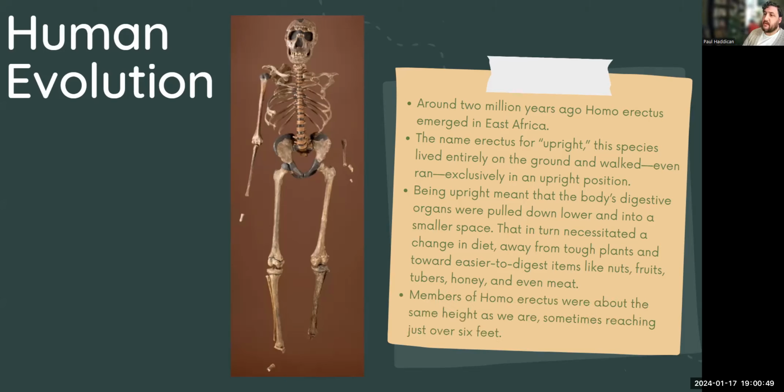Around 2 million years ago, Homo erectus emerged in, oh, sorry, I started from the top. I don't know why I did that. I thought I was being crazy.